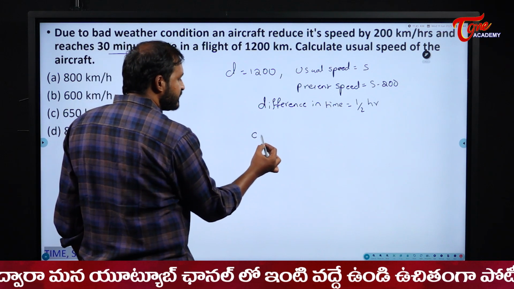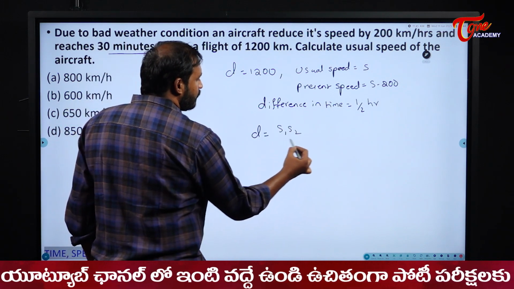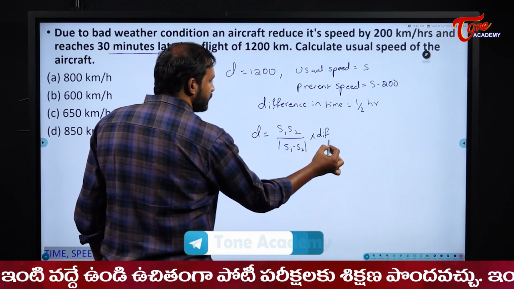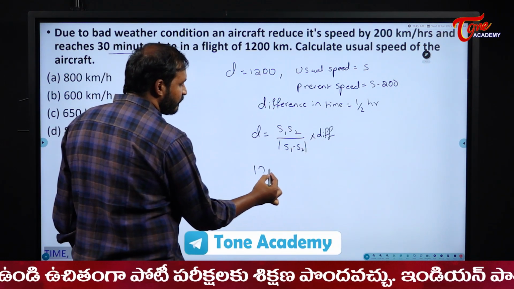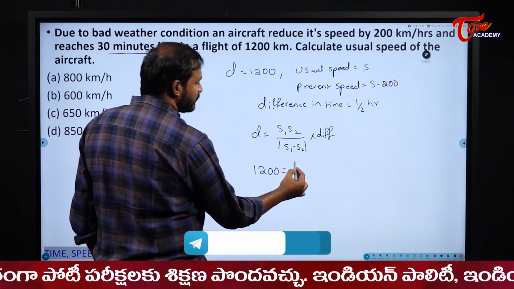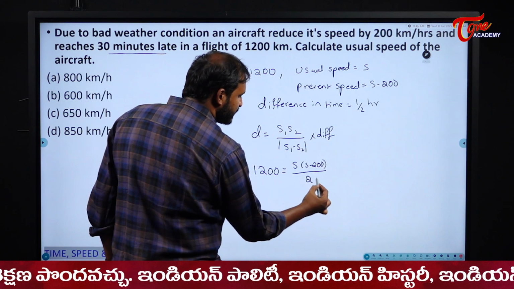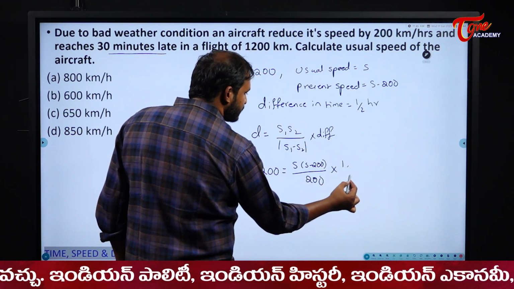So formula: distance is equal to S1 S2 by modulus of S1 minus S2 into difference in time. So what is the distance they have given us here? 1200. That is equal to S1 and S2, that means S into S minus 200. What is the difference between those two speeds? 200. Into difference in time, which is 1 by 2.